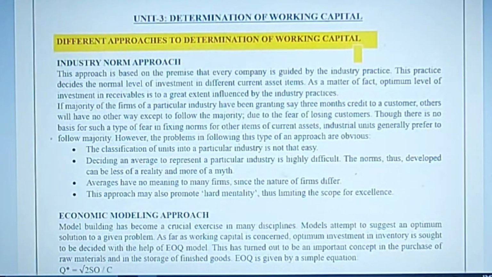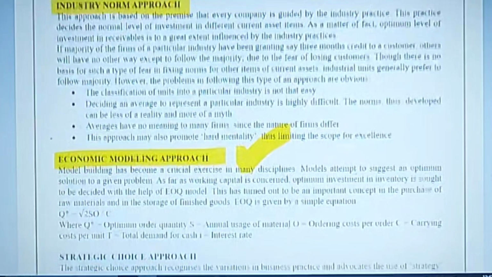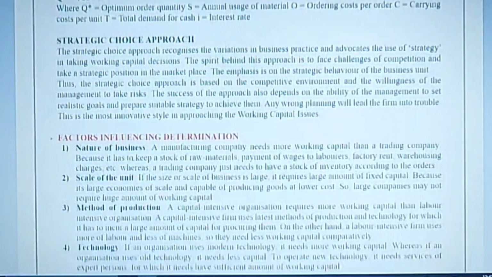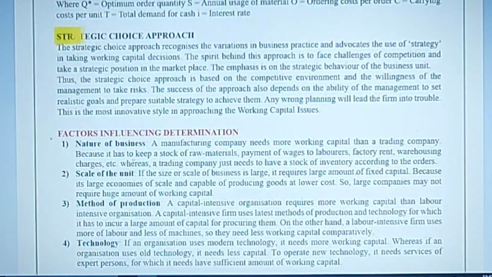Different approaches to determination of working capital. How to determine how much working capital a company needs. So the first one is industry norm approach. Then we have the second approach, economic modeling approach. This is one of the very important types of approach to determine the working capital requirement. And lastly, strategic choice approach. So we must revise all these three approaches.